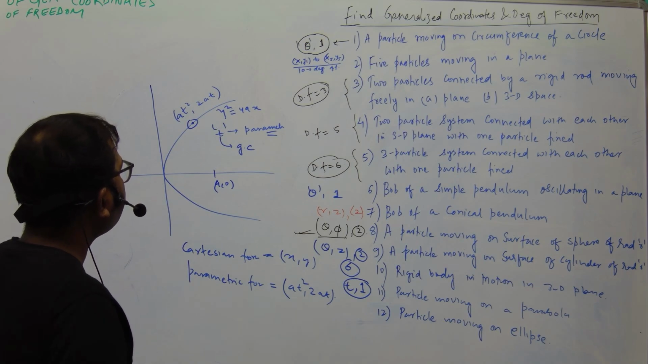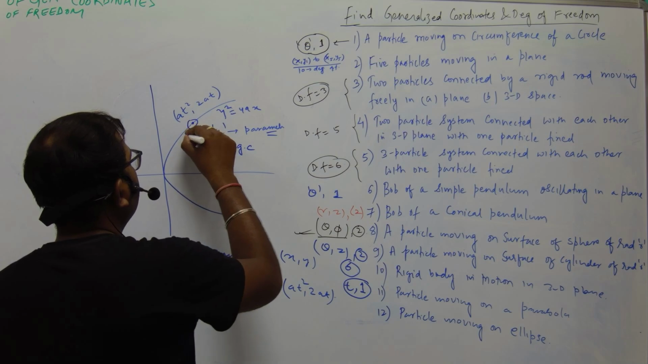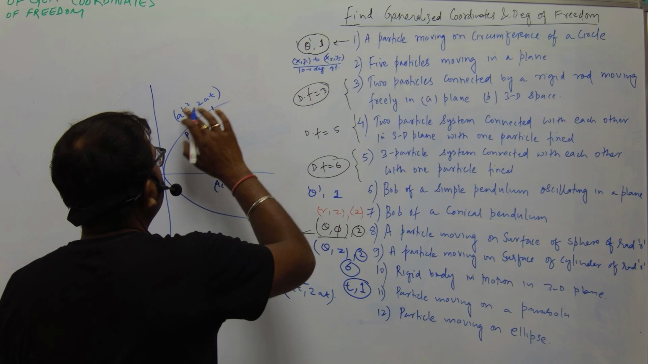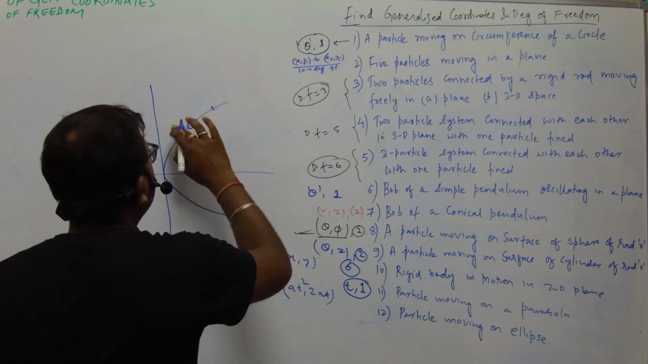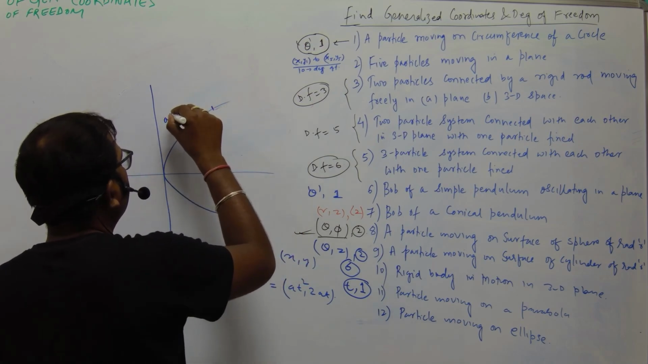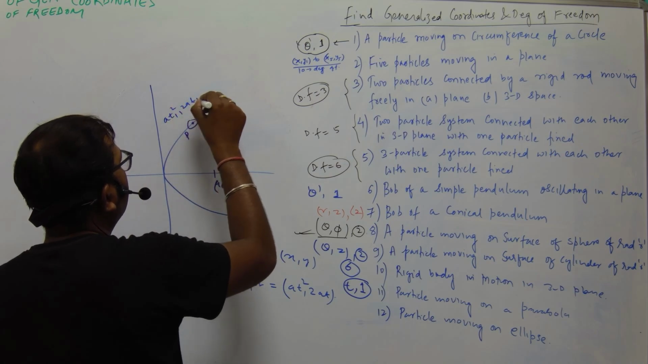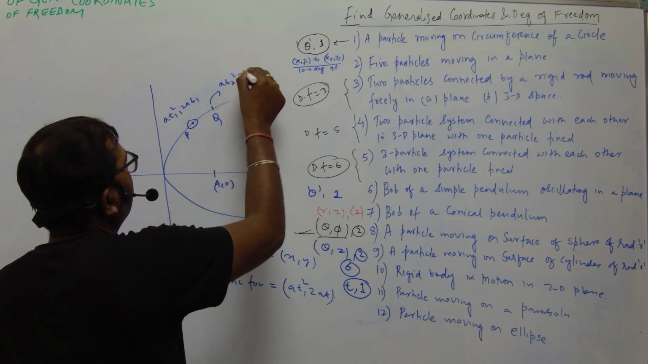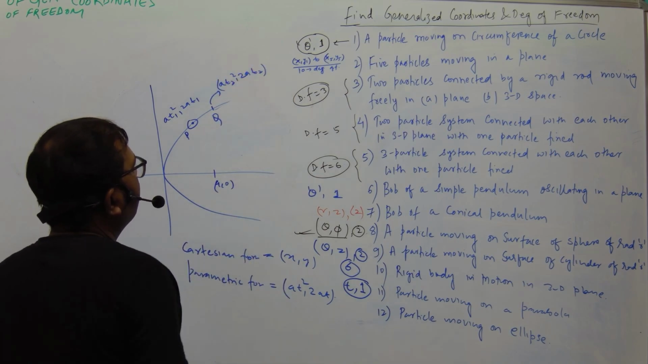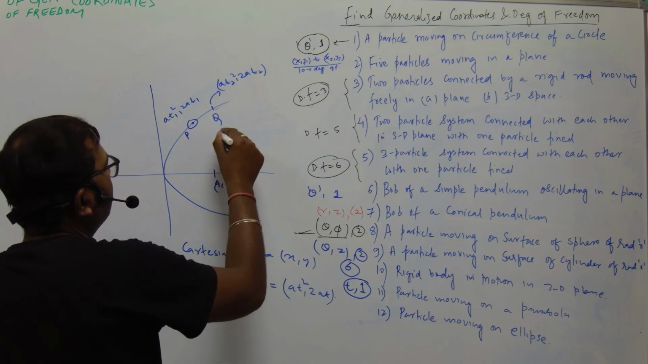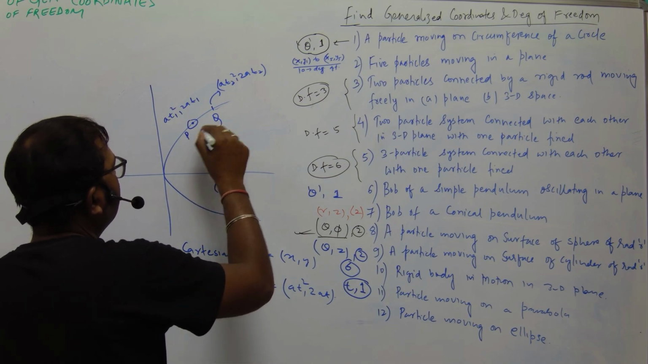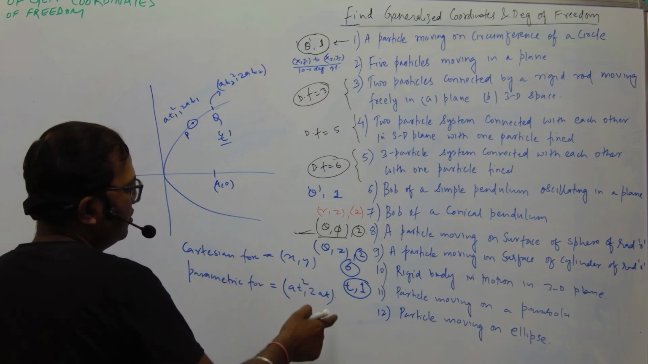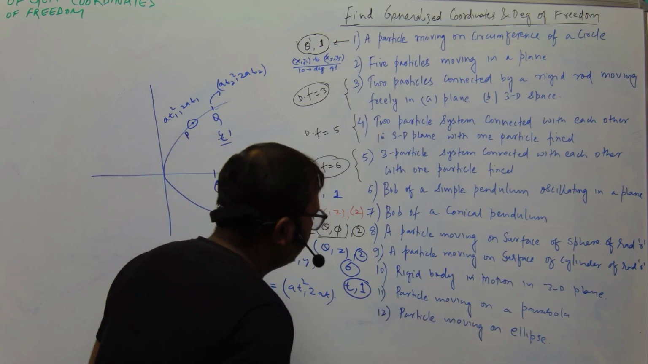Suppose this point is P and let us take the parameter as t1 here. So we have (a t1 square, 2a t1). At this particular point, let us take this as Q, so (a t2 square, 2a t2). On changing the value of t, the position of the particle is getting changed from P to Q. So t is the generalized coordinate and the number of generalized coordinates is 1. So the degree of freedom will be 1 only.